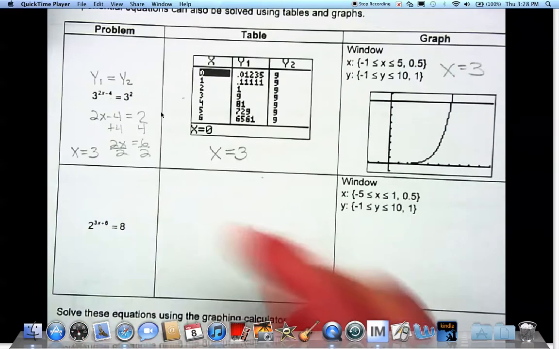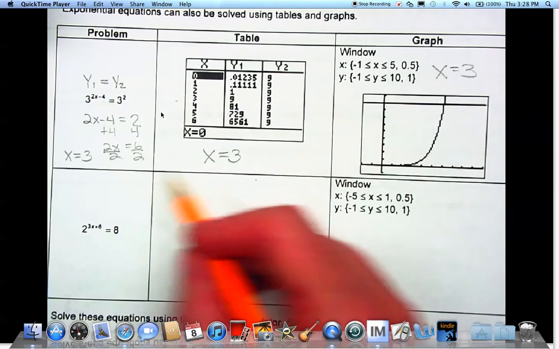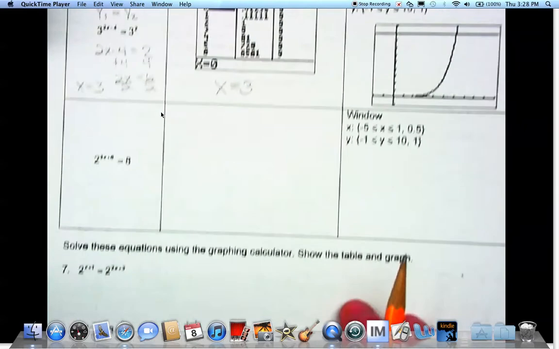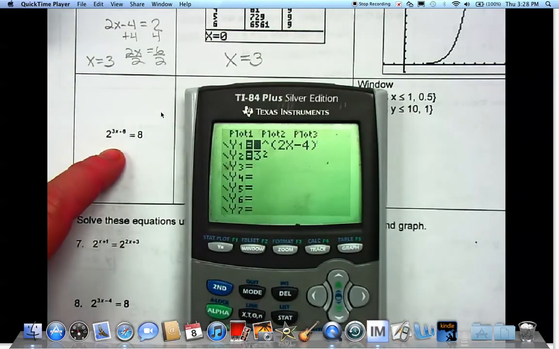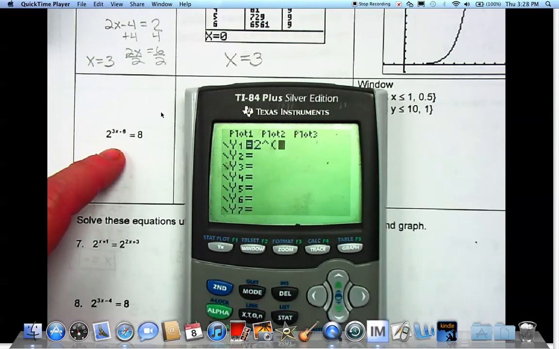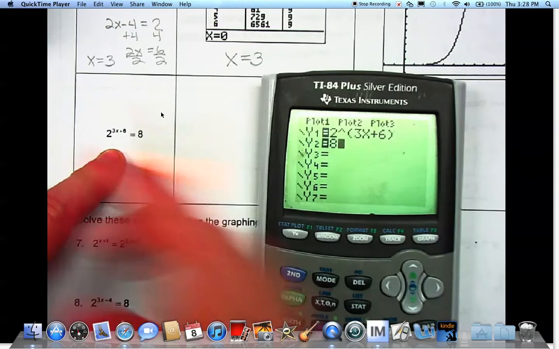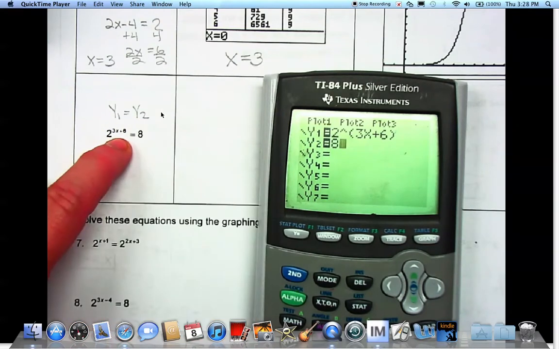So doing it algebraically, looking at the table, looking at the graph, we get the same answer for all of them. Okay, let's do 2 to the 3x plus 6, and then 8 for Y2. It is a 6, isn't it? 3x plus 6. Is that right? Yes.